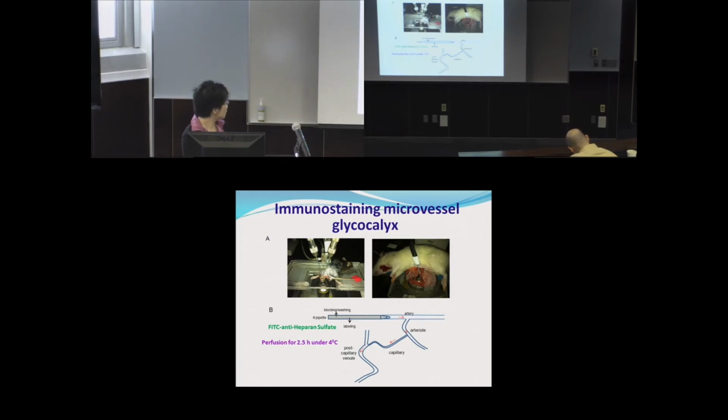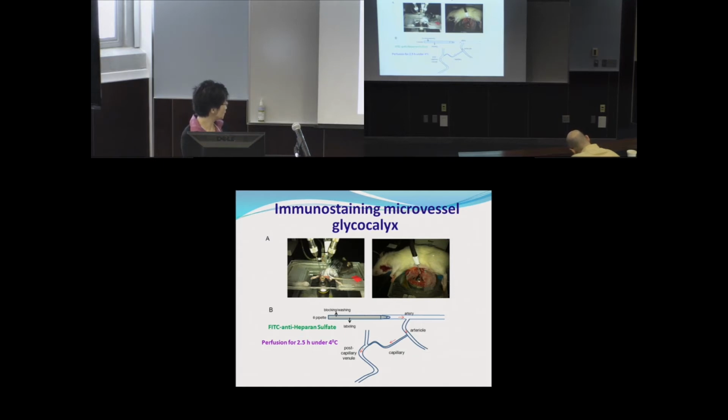And if we switch to the labeling side, we can perfuse antibody. So roughly, we cannulate the artery, size probably 25 to 35 micron. So we first block, and then we inject or perfuse this FITC anti-HS into the group of microvessels.